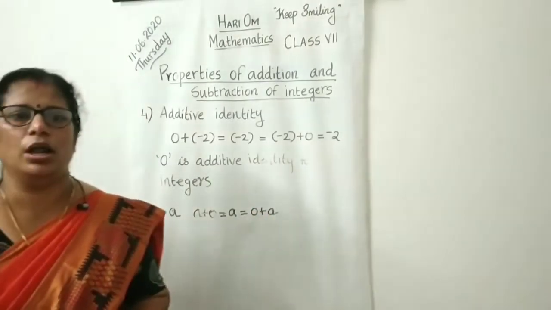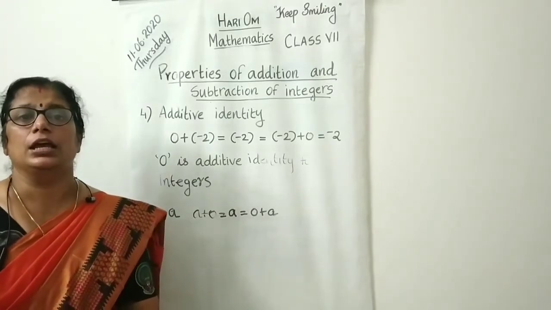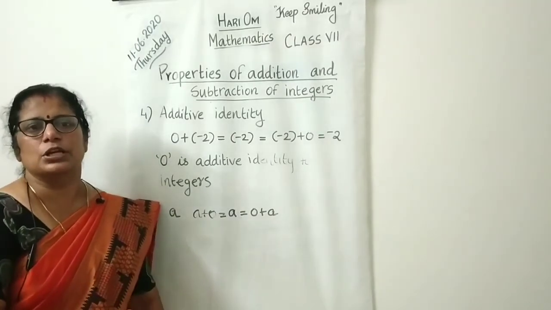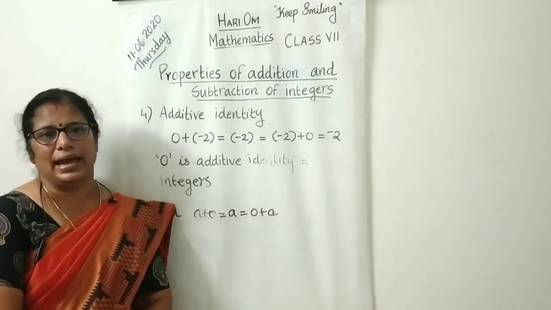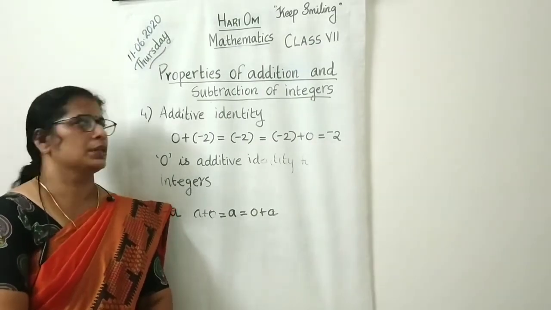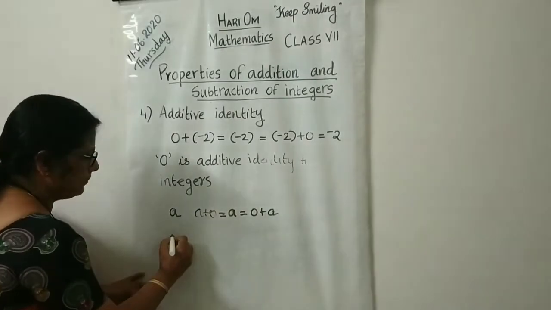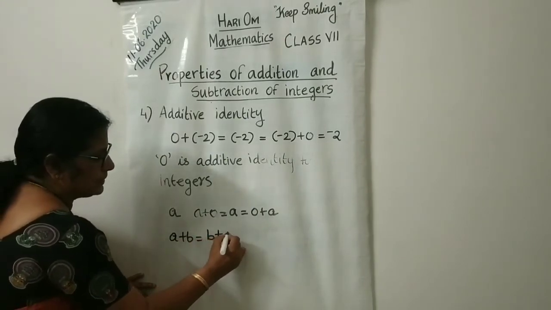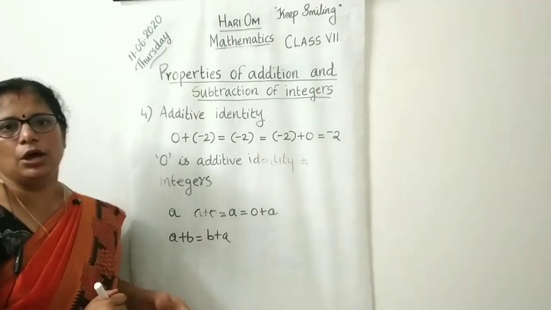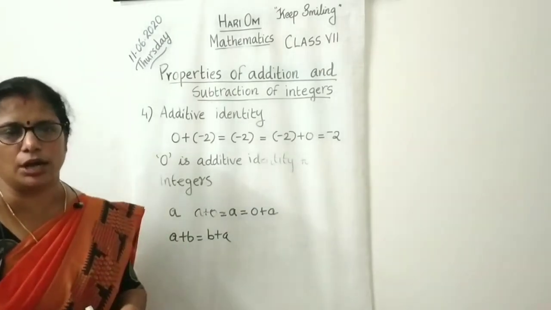Now, let us recall what we studied today. The first property is closure property. What is closure property? If you take any two integers and add, the answer will be again an integer. So we can say that integers are closed under addition. And also in the case of subtraction, integers are closed under subtraction. Now the second property is commutative property. Commutative property is A plus B equal to B plus A. That is, you can add any two integers in any order. So we can say that addition is commutative but subtraction is not commutative.